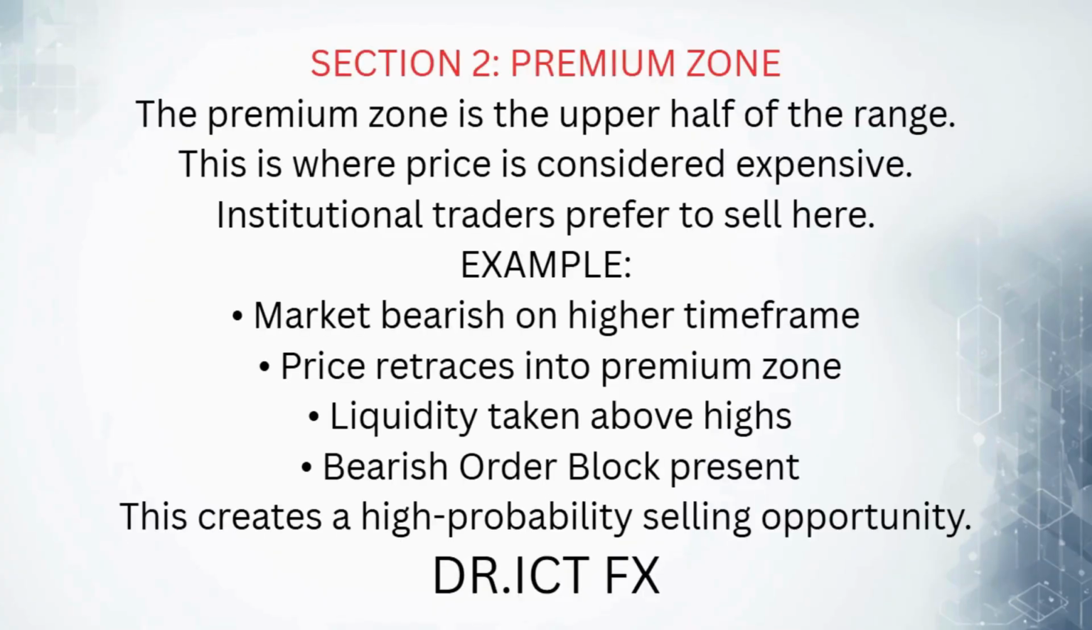So we have what we call the premium zone. The premium zone is the upper half of the range. This is where price is considered expensive. Institutional traders prefer to sell here. I'm going to show you the premium and discount from the chart. In a bearish market on a higher time frame, price retraces into the premium zone. Liquidity is taken above equal highs or a swing high. With bearish order blocks present, this creates a high probability of sell opportunities.